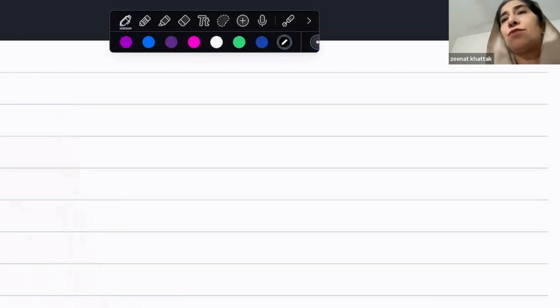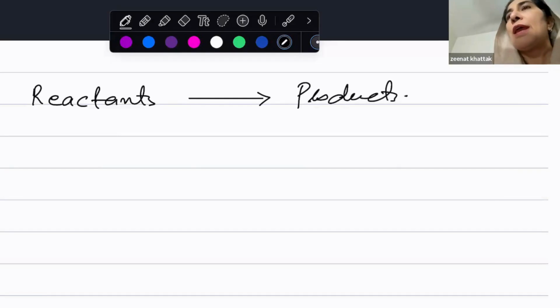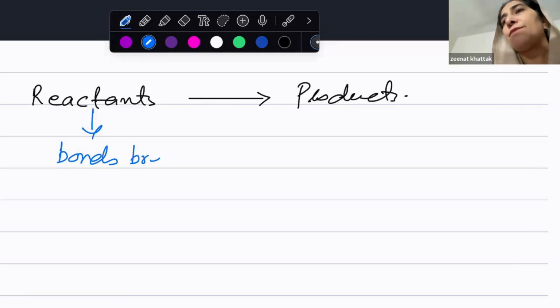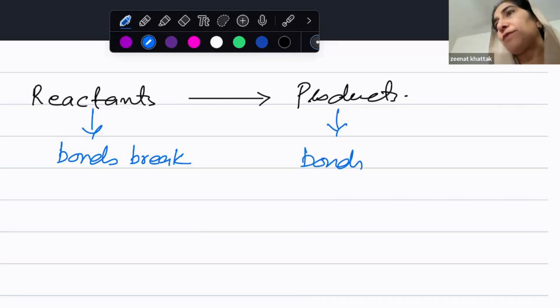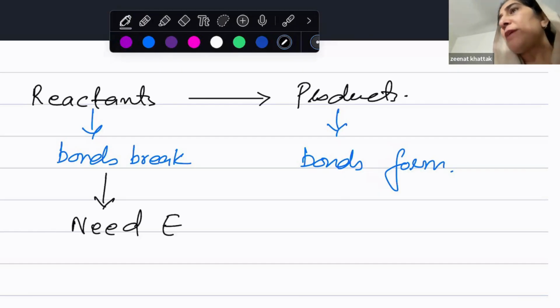We know that there are two types of reaction. Look, the reactants turn into products. You know this. In reactants, the bonds break, and in products, the bonds form. When the bonds break, they need energy. When the bonds form, they release energy.